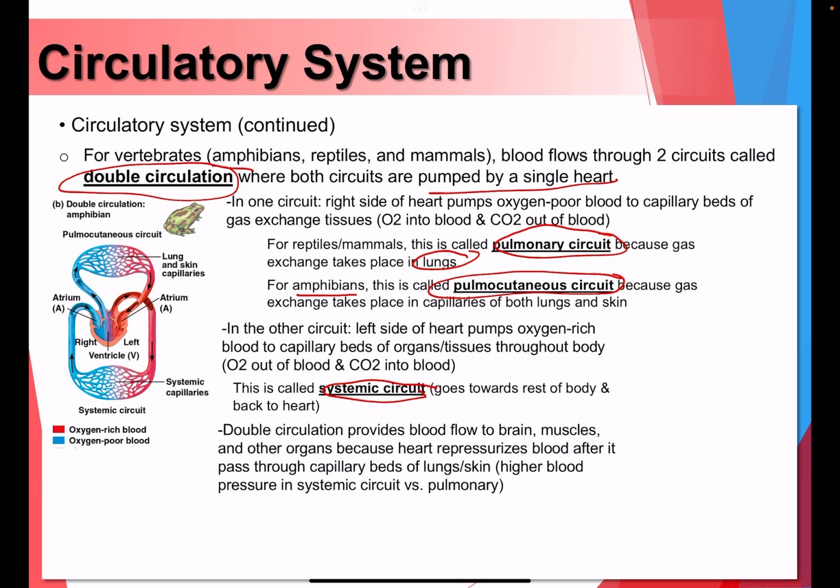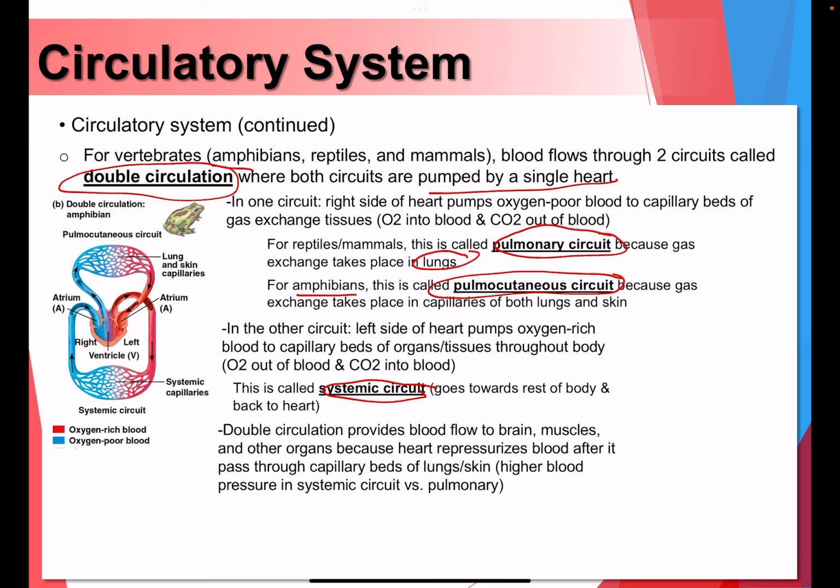All right, so just remember, pulmonary circuit goes towards the lungs. Systemic circuit sounds like a system of some sort. It goes towards your body systems. So you can never get it wrong if you think about the name of the circuit, okay? Pulmonary circuit only goes towards the lungs. Systemic circuit goes towards your body systems. So this double circulation then provides blood flow to the vertebrate's brain, muscles, and other organs.